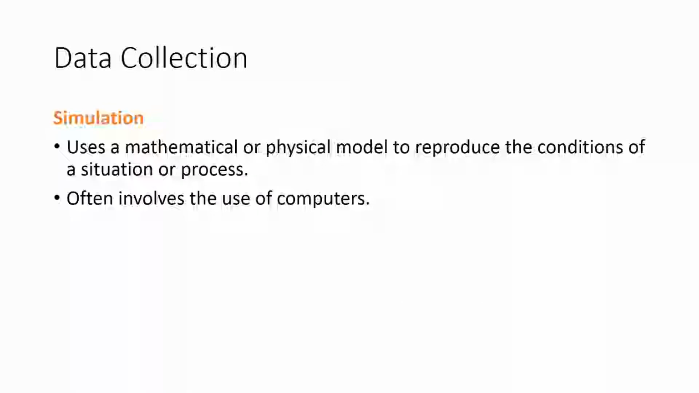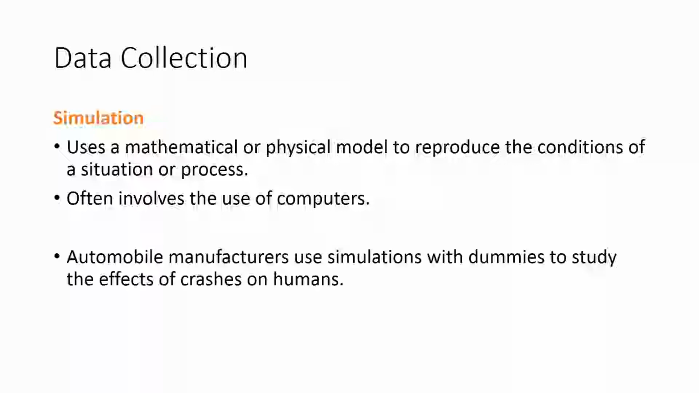A simulation uses a mathematical or physical model to reproduce the conditions of some type of situation. And this is often done with computers. So for example, automobile manufacturers use simulations with dummies in order to estimate the effect of a crash on humans. Now, that is called a simulation because they're making the accidents happen. They often also do it on their computer to have an idea before they even build the car to know how safe it's going to be.